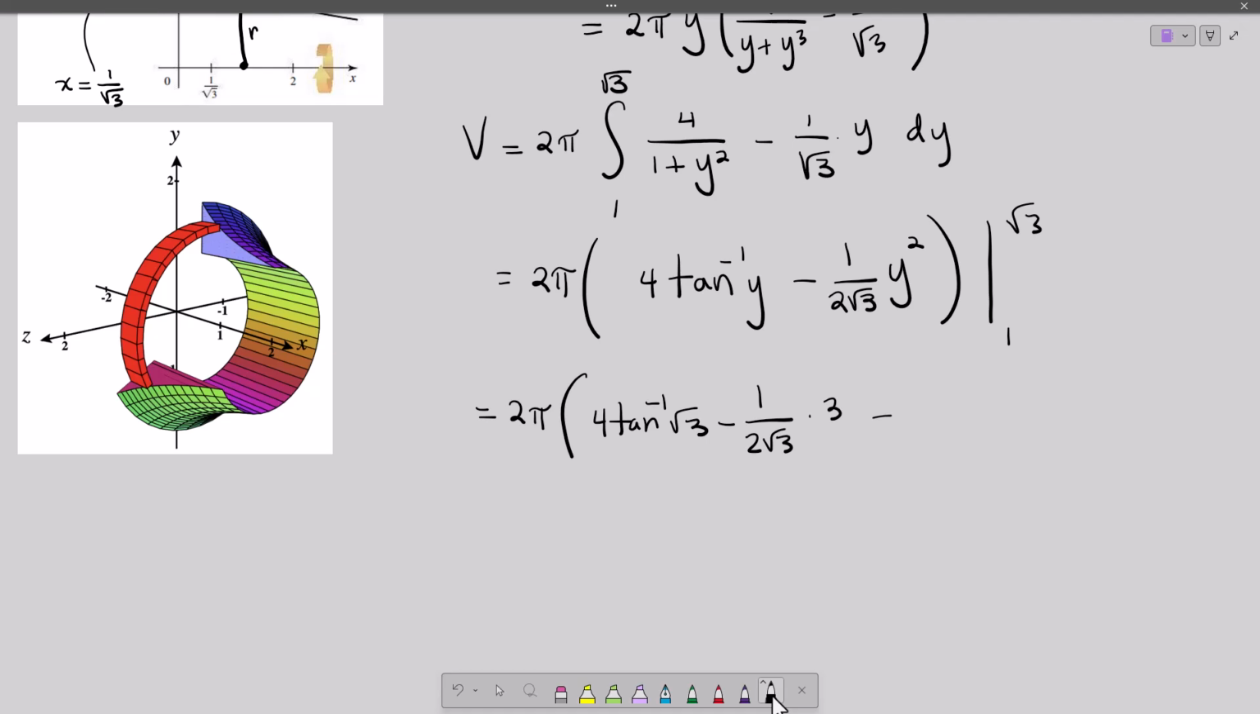The lower limit of integration is 1, and we're going to put these in parentheses here just because we want to be careful with any negatives. And when you put the 1 in there, 1 squared is 1, so we still just have 1 over 2 root 3. Okay.